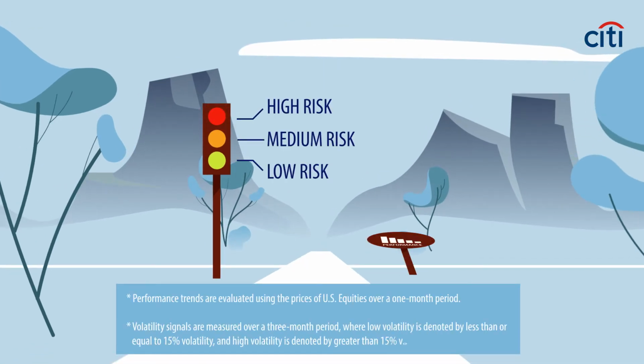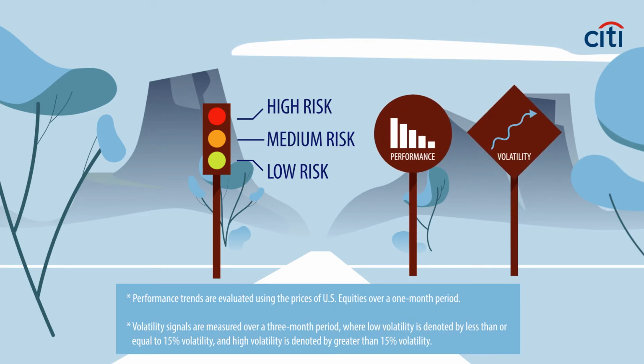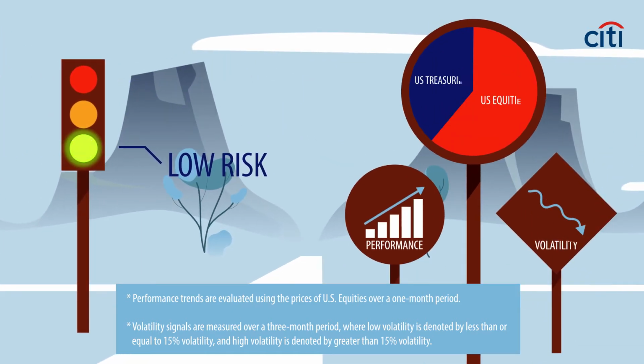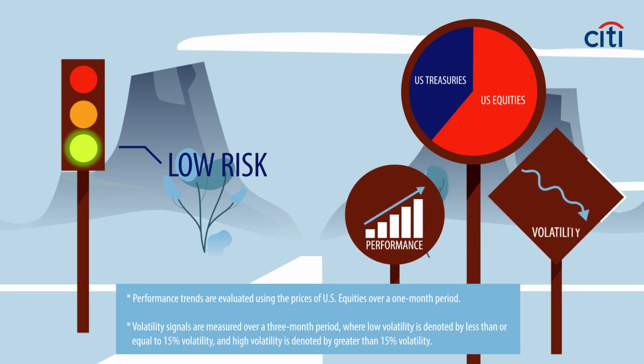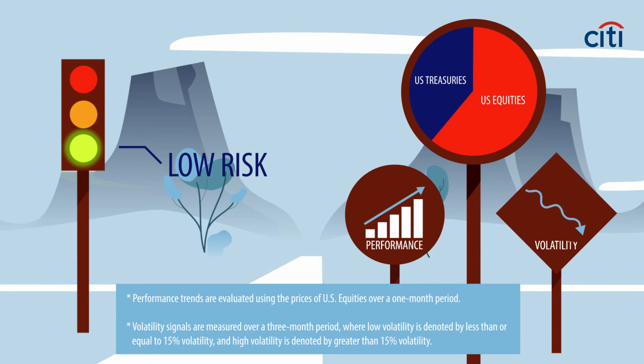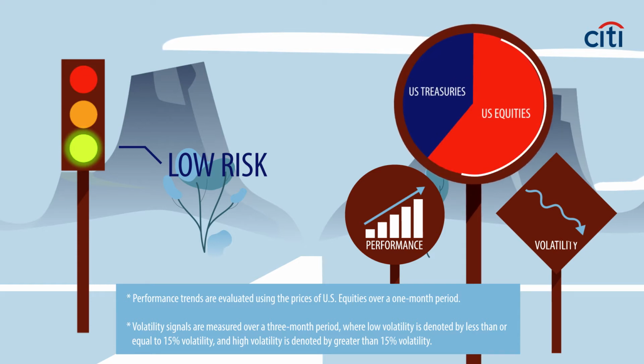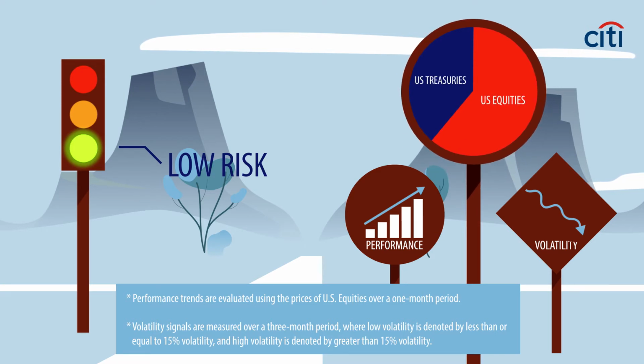Each day, equity performance trends and volatility levels are used as signals to determine whether the market environment is low, medium, or high risk. A low-risk environment is identified if there is an upward performance trend and low volatility. In a low-risk environment, the index will be allocated 2/3 in equities and 1/3 in treasuries, seeking to benefit from a larger allocation to equities when a positive environment is identified.